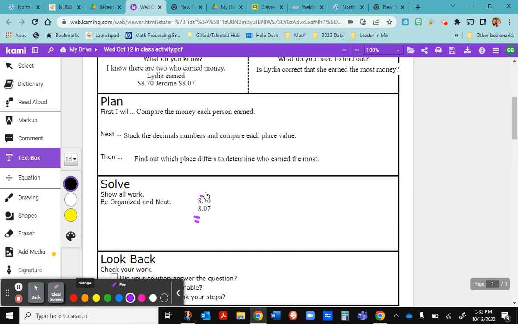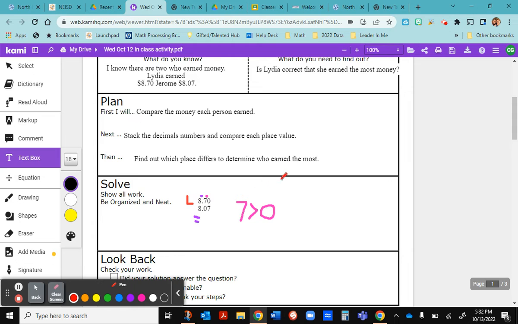I'm going to change the color, and I'm going to make this one, let's go to pink. So now in the tens place value, what do I notice? 7 is greater than 0. Very good. So what was one thing that I should have done that I didn't, that could be an easy mistake? Yeah, I didn't label. So please make sure that you've either put an L. I'm going to put Lydia. I'm going to do red.